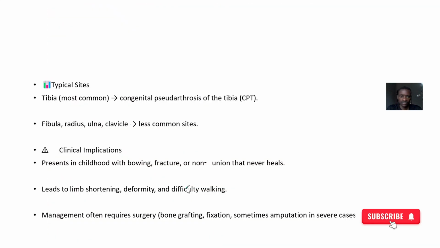Okay. So typical sites, the tibia is affected, the fibula is affected, radius can be affected, the ulna can be affected, the clavicle can be affected. So it presents in childhood with bowing, and those children, they easily get fractured. And when they fracture, if you try to unite the bones again, it's usually so hard. So it leads to limb shortening and deformity, and they have difficulties in walking.